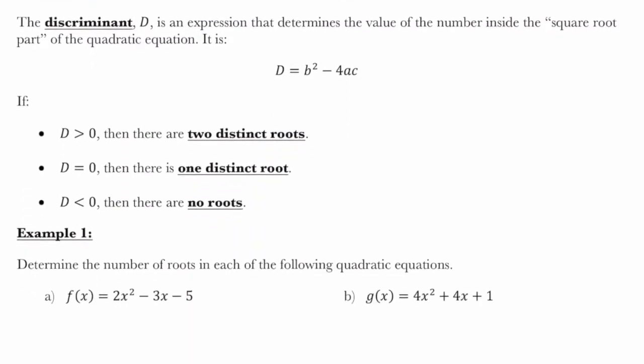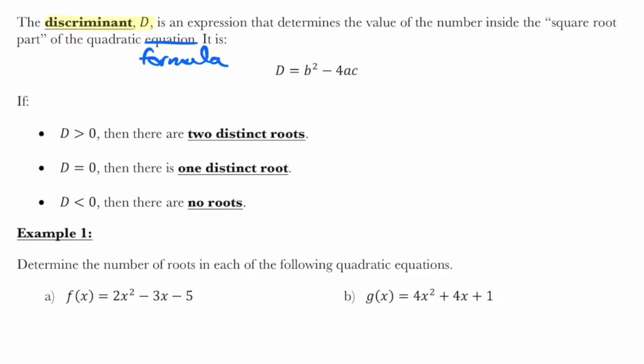So algebraically, the discriminant is just simply an expression. And it's one that determines the value of the number inside of the square root part of the quadratic formula. Sorry, little typo there. Change that to formula, please.